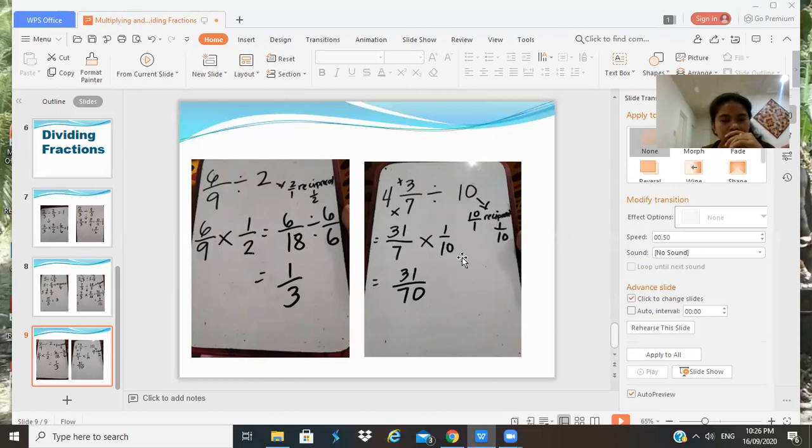Then we can multiply directly. 31 times 1 is 31. And 7 times 10 is 70.